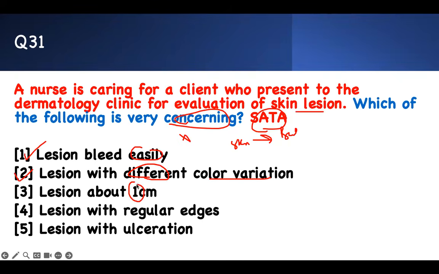Lesion greater than 1 centimeter, about 1 centimeter, yeah. If it's greater than 0.6 centimeters, yeah, I'm in trouble. Lesion with regular edges, this is saying the same thing, almost same color, but edges, yeah. If you have regular edges, I'm not worried about you. Lesion with ulceration, it has ulcers in it, it's a chronic wound. I'm not happy about it. So 1, 2, 3, and 5 are things you should worry about. Select or apply. If you don't understand it, don't pick it. Otherwise, you lose the point and you get 0 for that question.